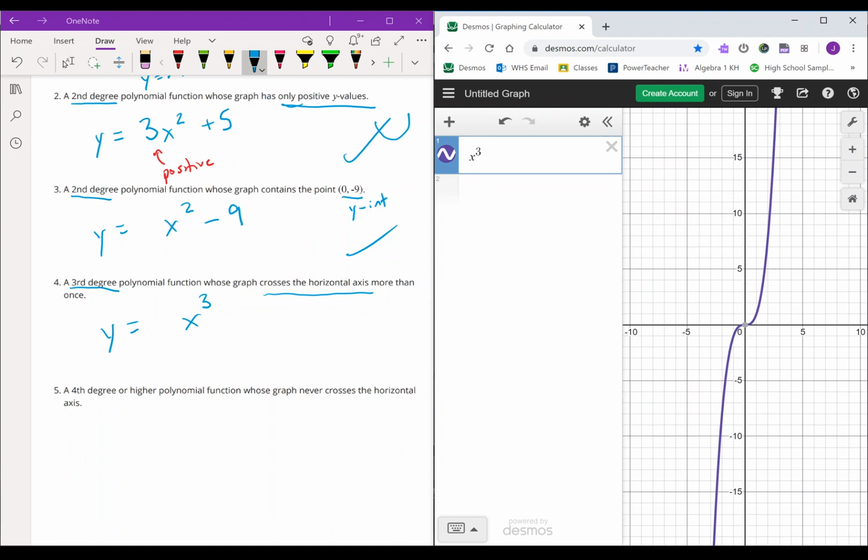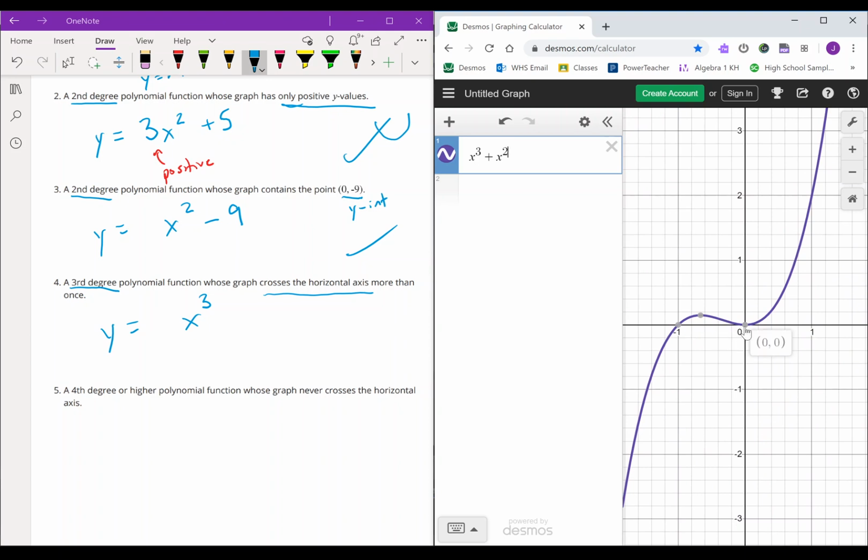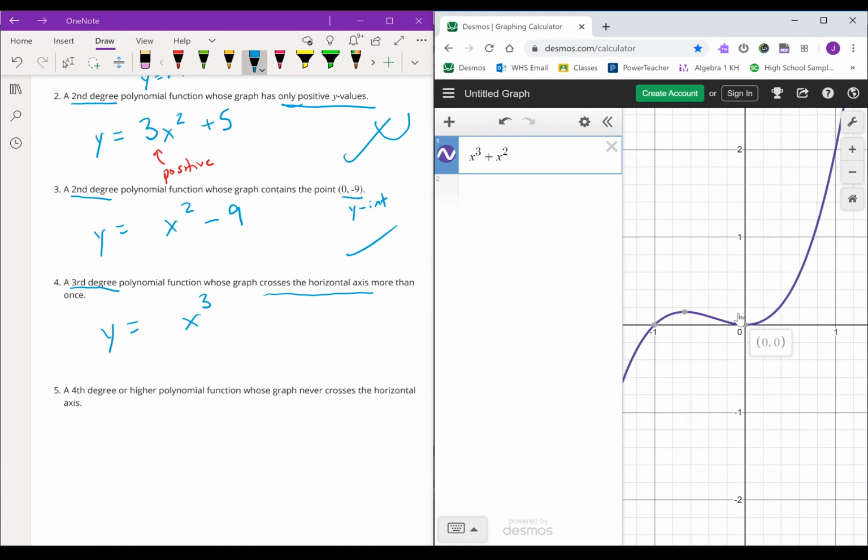Okay, well, what if I tack something on here? Let's put on like plus x squared. Okay, if I zoom in a little bit, I can see I cross once right there, I cross once right there. So this one already crosses the horizontal axis more than one time. Now you might argue that this is actually not really crossing right there, it's just kind of bouncing off of it. So maybe I want to change that up a little bit.